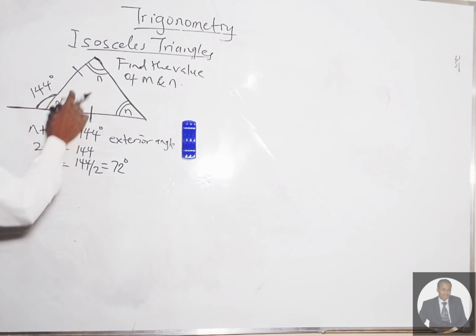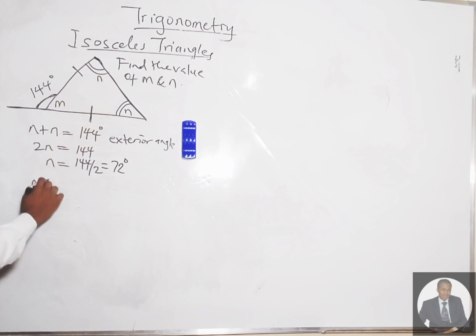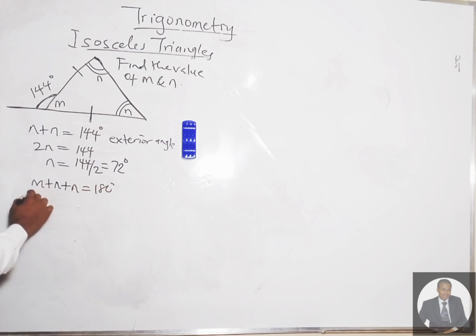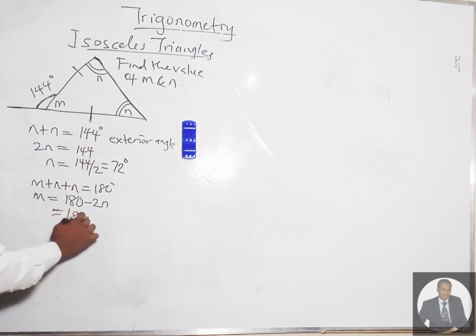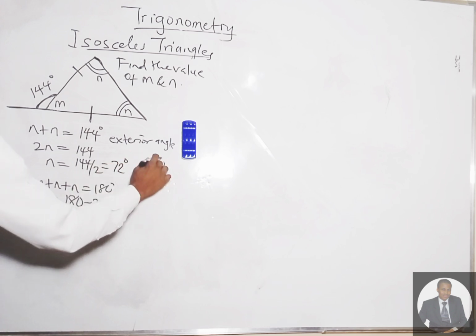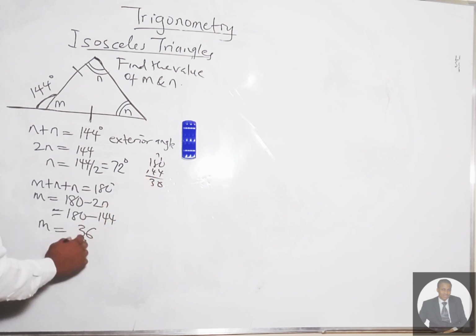Either we say since this is 72, this is 72, we'll say m plus n equals 180. So m is equal to 180 minus 2n. That's 180 minus 144. m will give us 36 degrees.